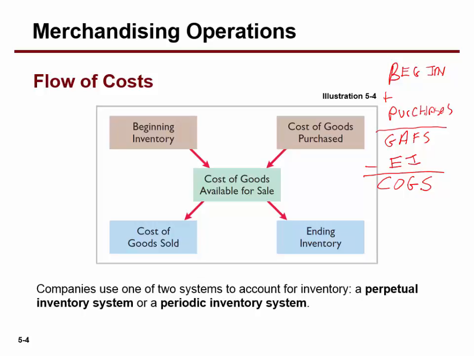There's something else called the periodic inventory system. Way back in the day, before computers got as sophisticated as they are, we wouldn't be able to keep track of our inventory every time we had a sale. And so what a company would do is, every quarter, or maybe even at the end of the year, they'd physically count to see what was left in their inventory.